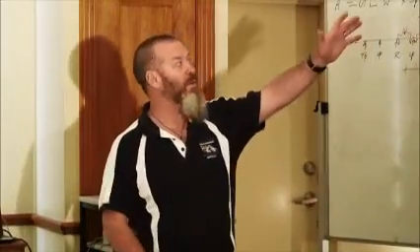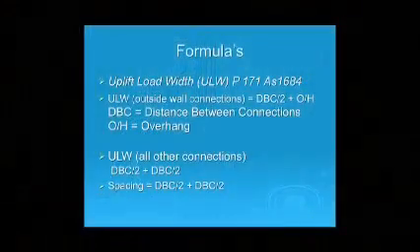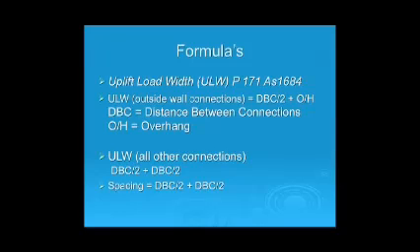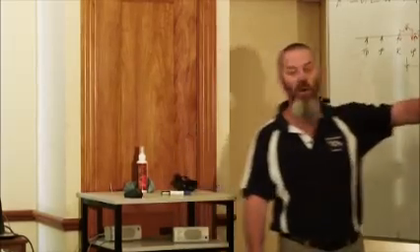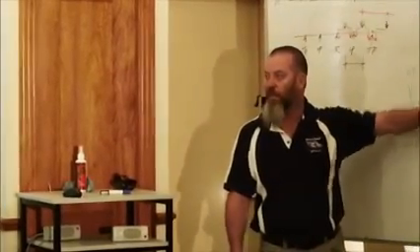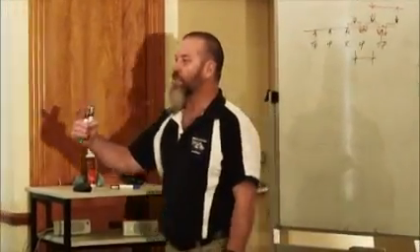Focus on your connection. So there's two formulas for ULW and that's them there. There's the formula for outside wall connections, that's the exception. It's just the outside wall ones, which is DBC divided by 2 plus overhang. And all other connections, whether it be ridge or underpurlin or whatever it is, the formula is DBC divided by 2 plus DBC divided by 2. And that's why we use that formula here, because a batten rafter connection is not an outside wall connection.